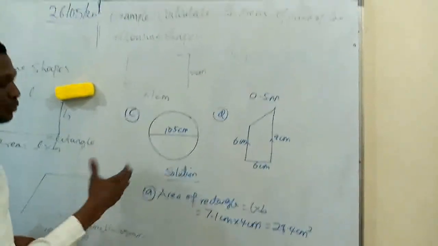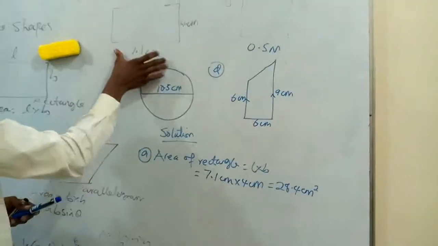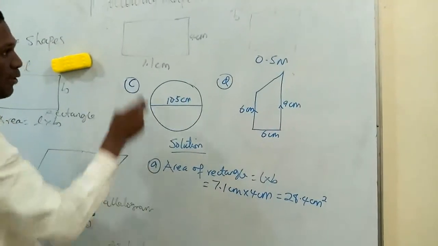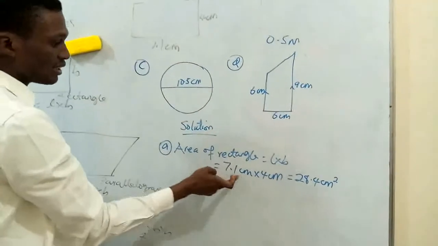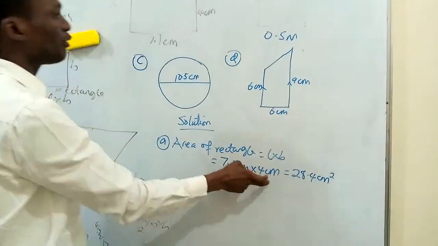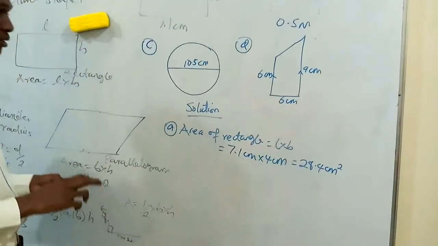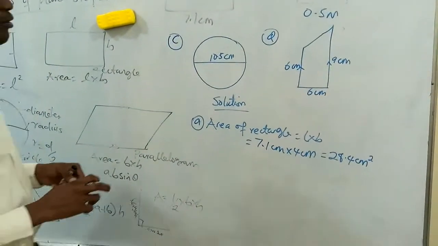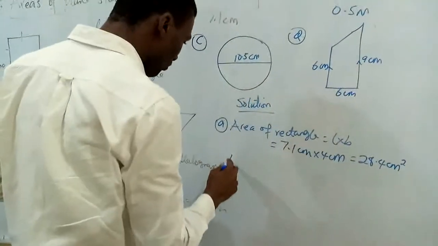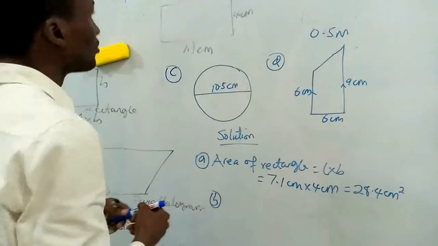So since the area of the rectangle is given as length times breadth, we multiply our length by our breadth. Our length is 7.1 cm multiplied by 4 cm to get 28.4 cm squared. So our area of rectangle is 28.4 cm squared.